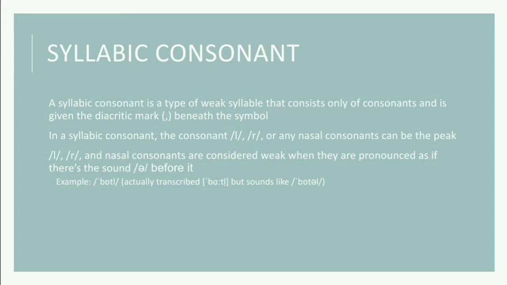A syllabic consonant is a type of weak syllable that consists only of consonants and is given the diacritic mark beneath the symbol. In a syllabic consonant, the consonants l and r or many nasal consonants can be the peak of the syllable instead of the vowel. L, r, and nasal consonants are considered weak when they are pronounced as if there is the schwa sound before it. For example, in the word bottle.